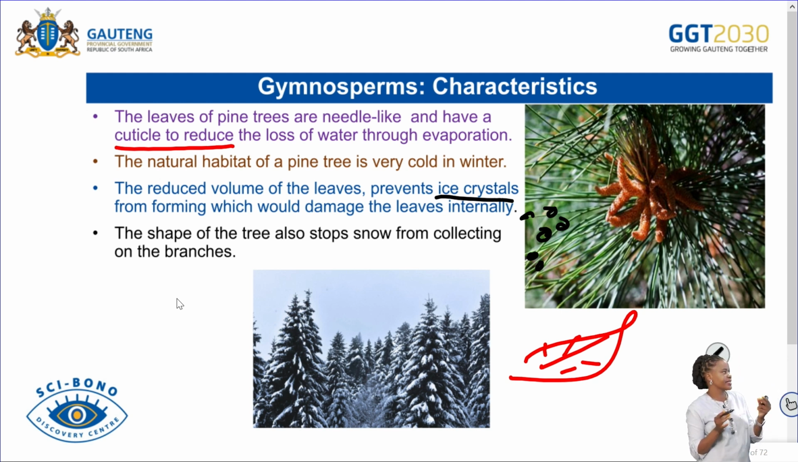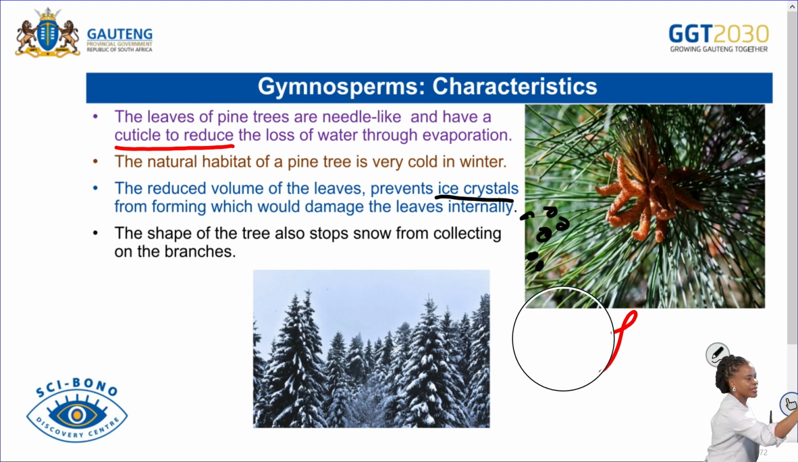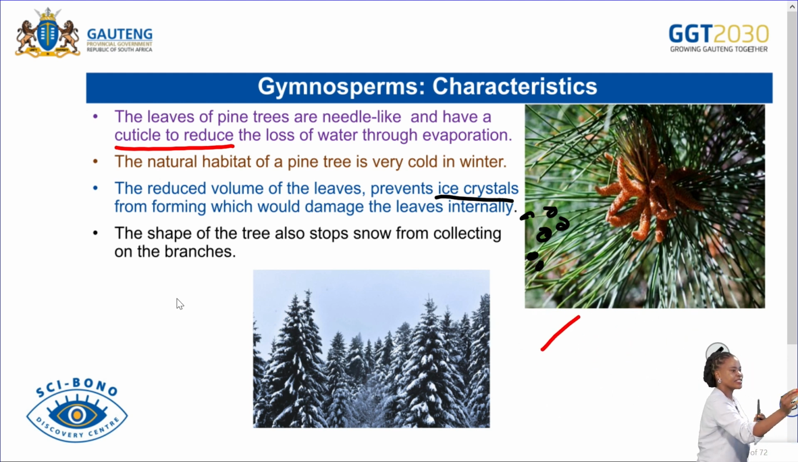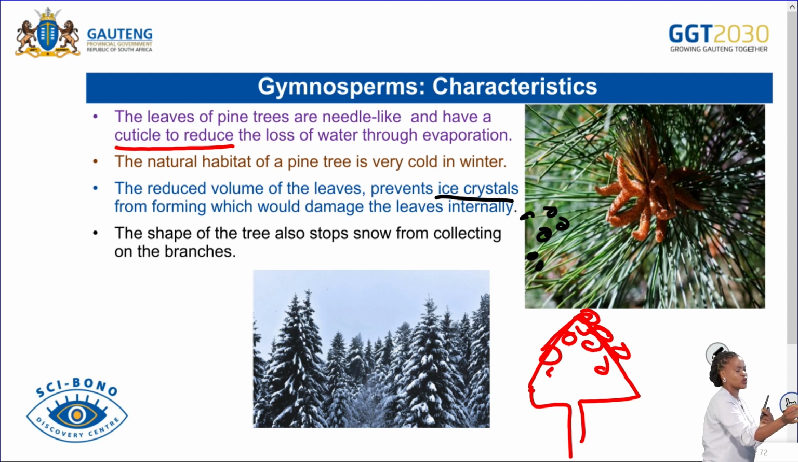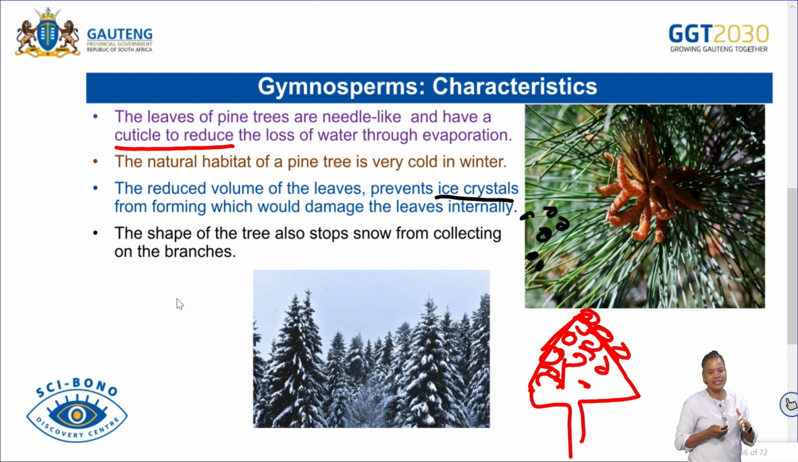So the shape of the tree also helps. Let me remember the pine trees. They have that pyramid shape. So in other words, the shape of the tree does not allow the snow to accumulate on the tree. The snow does not accumulate on the branches of the tree because of that shape. So that's why they are even surviving those snowy conditions. They are surviving the cold conditions because of their structure.